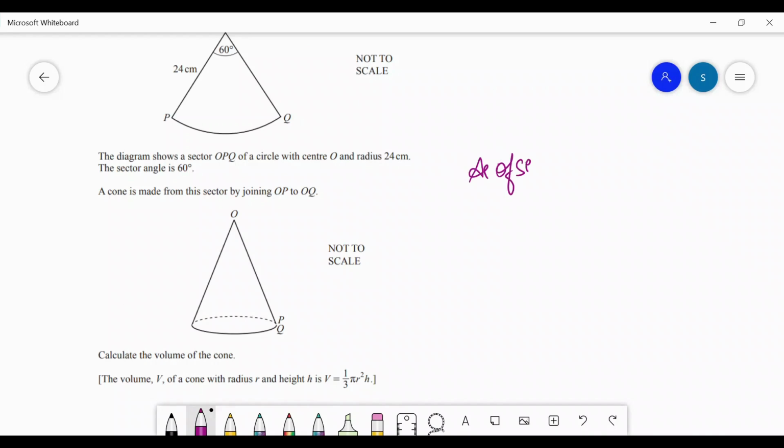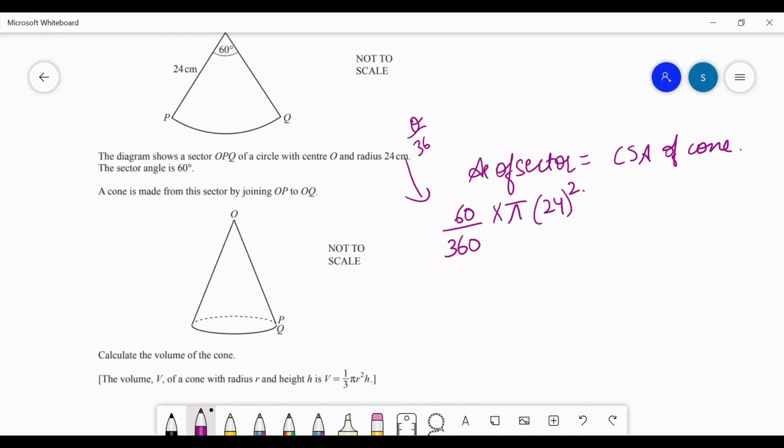Area of sector is equal to curved surface area of cone. Now that would be 60 by 360 into pi into 24 square, because the area of a sector is theta by 360 into pi r square. So I'm using that formula, equal to the curved surface area of the cone, which is basically pi r L. That's the formula for it. L, by the way, is the slant height. So this is L, this is h, and this is r.